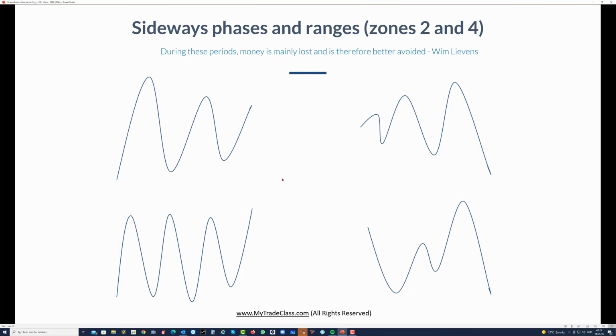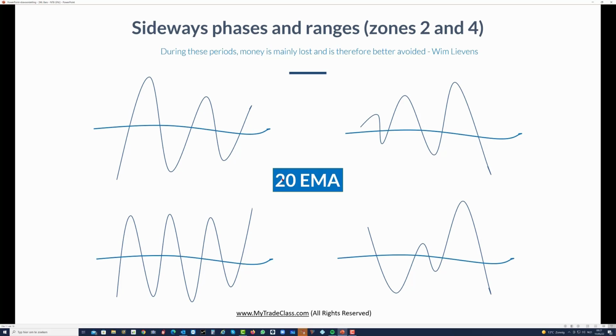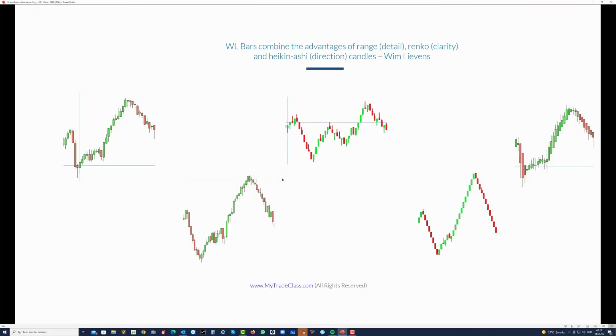On the other hand, what I have to do is to avoid these zones. Now, I developed a few tricks to avoid this, and I use the 20 exponential moving average for that. And that is something that I will explain in more detail in the Super 5 tool video, where this whole idea of avoiding bad trading situations is incorporated in the tool. Okay, so just want you to know about this.